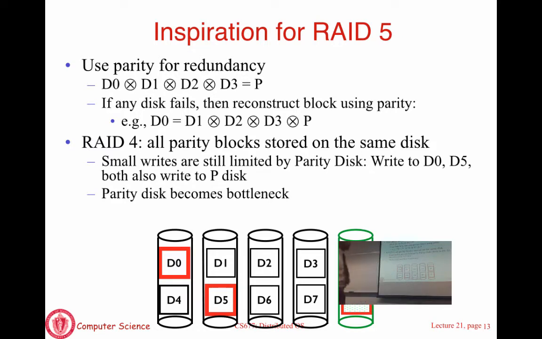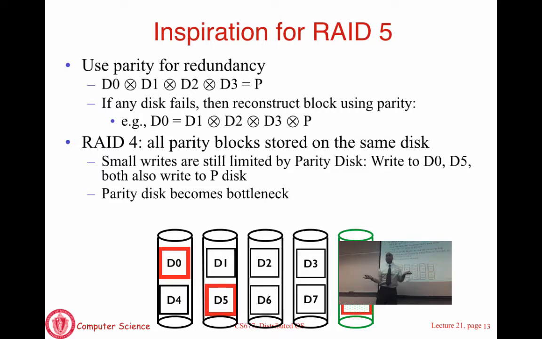Now, if any of these disks fails, let's say this first disk is gone, and you want to now read D0. You haven't actually kept a copy of D0 because this is not mirroring anymore. But because D1, D2, D3 and the parity block are available, you can reconstruct D0 on the fly. That's a simple property of XOR. If you don't have D0, you can simply read D1, D2, D3 and the parity block and XOR them, and you're going to get D0.